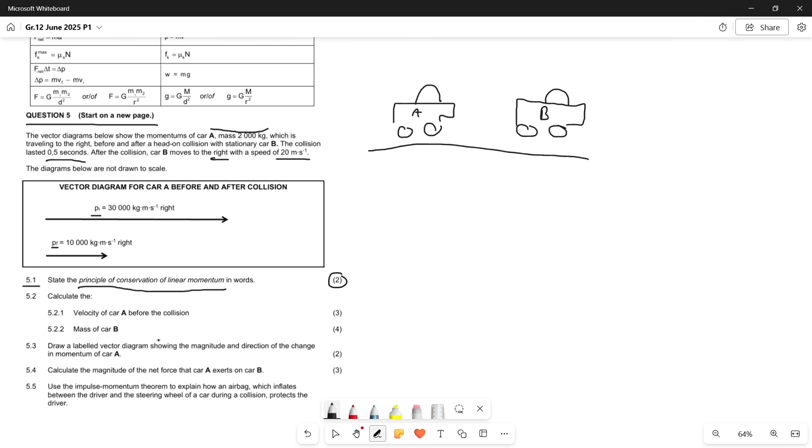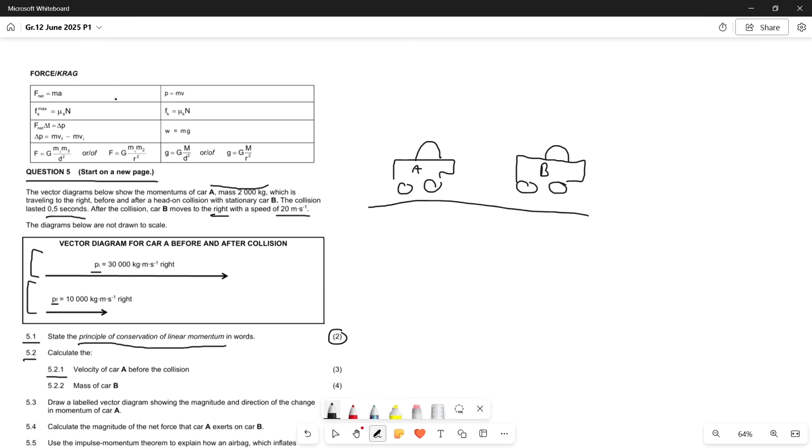Okay, at this stage we are on 5.2. Calculate the 5.2.1 velocity of car A before the collision. Okay, so this was before the collision, the initial. This was after the collision. So we need the velocity of the car. We have our formulas up here. So the one that we want to work with is this one over here, because we are just isolating it. We are working with one of the momentums, not the change in momentum.